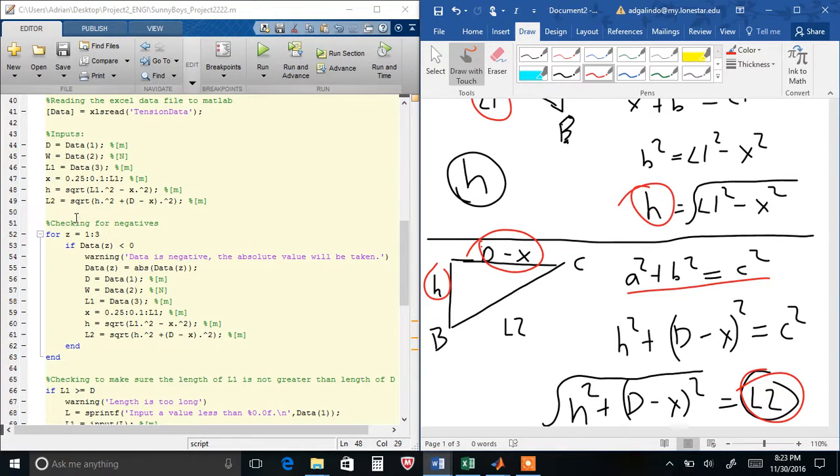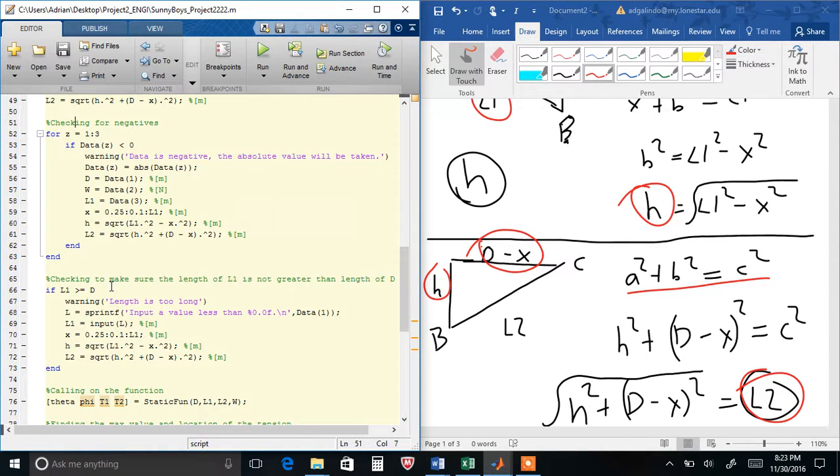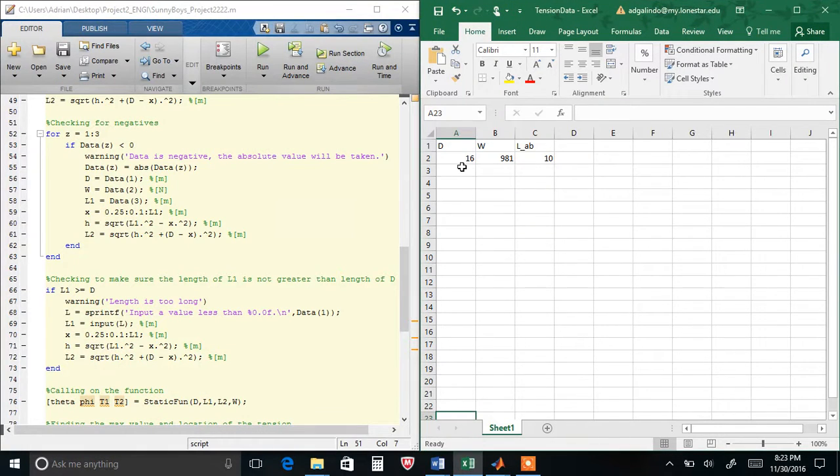And then over here we go back to our code. We have this for statement. This for statement is actually checking for negatives. What I mean by that is, if you look in our data set right here, we have 3 numbers. If any one of these numbers is negative, this for statement is going to go through and verify that none of those values are negative. If for any reason it is negative, it will issue a warning saying that the data was negative, and it will take the absolute value of it, and the code will continue to run.